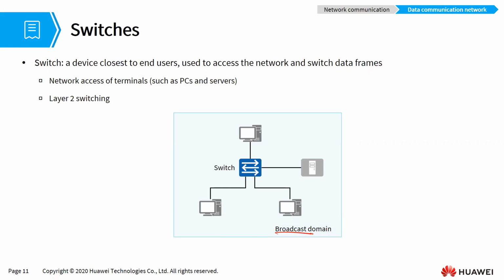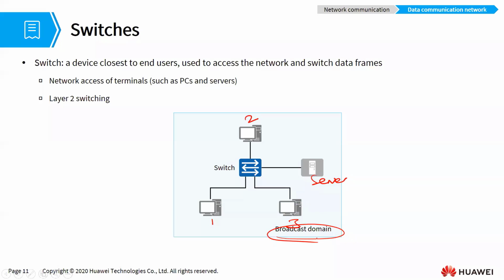A broadcast packet is a packet that is sourced from a terminal to be received by everyone on the network. Such a packet is called a broadcast packet. Now, a broadcast domain is a set of computers. In this case, we have PC1, 2, 3 and a server here. All these are in the same broadcast domain.